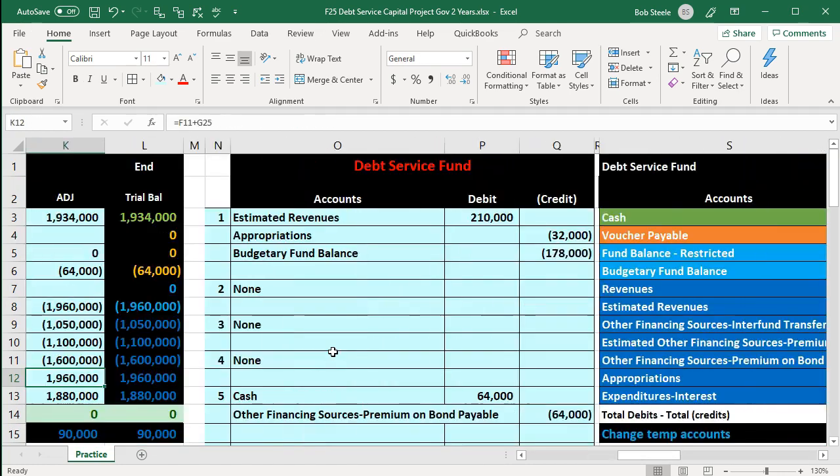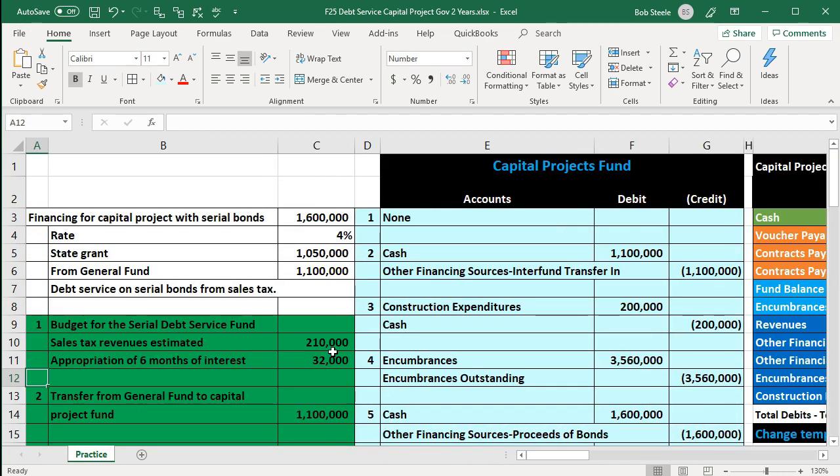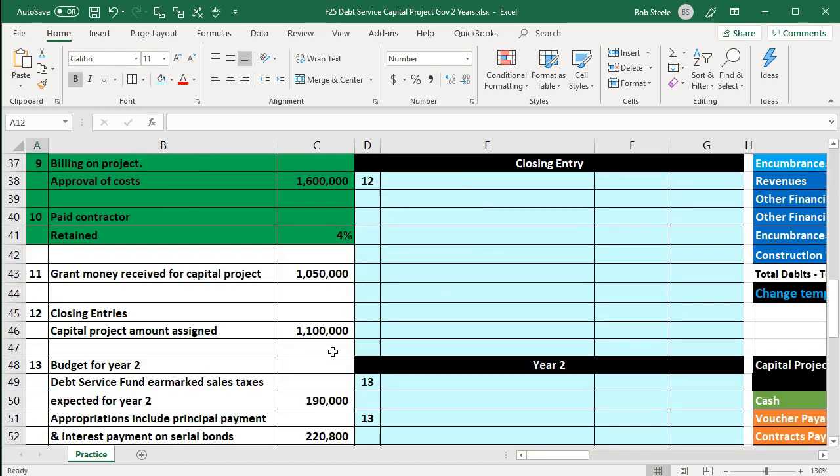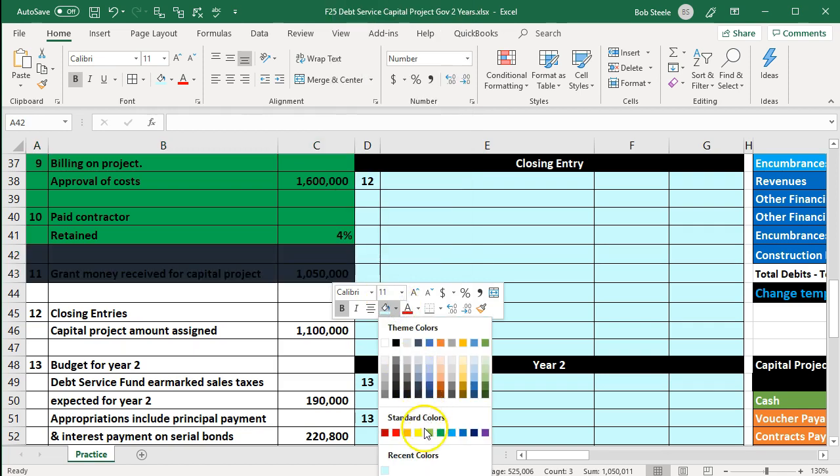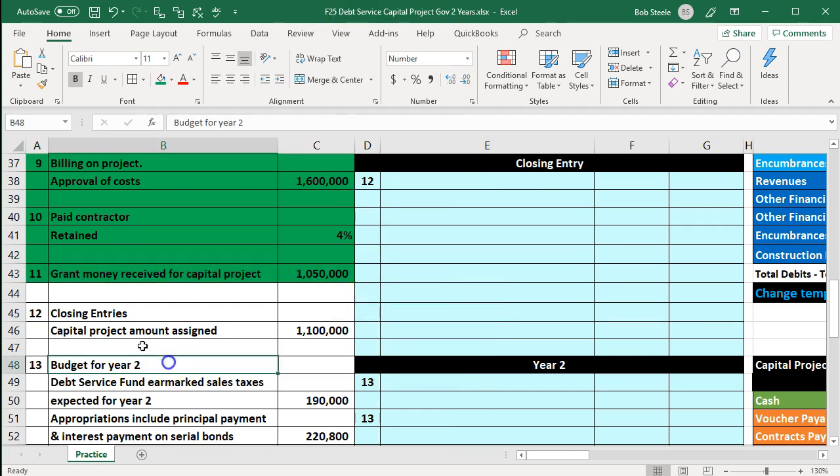Let's go back over to our data now. We're saying we've completed number 11, so I'm going to make that green because it's been completed. That's going to be green, done, and done. Now we're going to do the closing entry. So we're going to say the first year has been completed. We're going to close out the temporary accounts. And then we have the capital project amount assigned, and we'll take a look at that as we go through this. Let's first think about the government-wide activities.